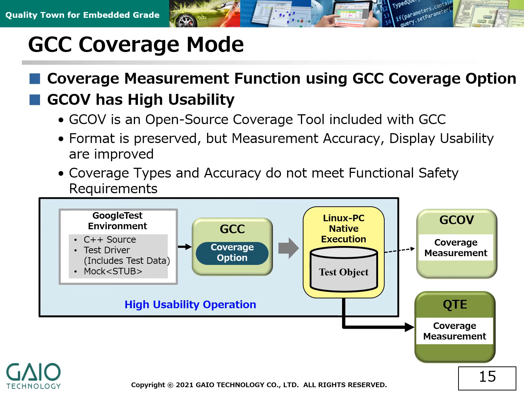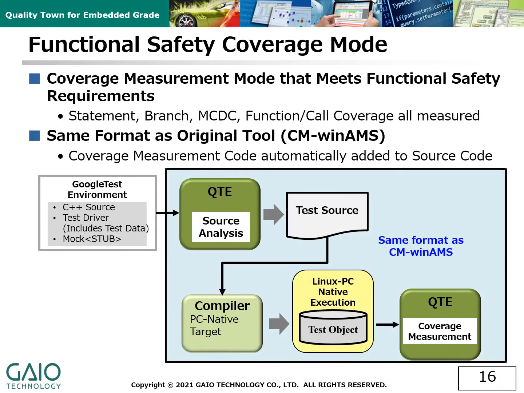The GCC coverage option is designed to use the GCOV open source coverage tool that is part of the GCC package and is used to give quick results in the implementation and debug phase of development, but its results are not detailed enough to satisfy functional safety requirements. On the other hand, functional safety coverage mode uses static analysis of the source code to give highly detailed test results meeting the requirements of functional safety standards.